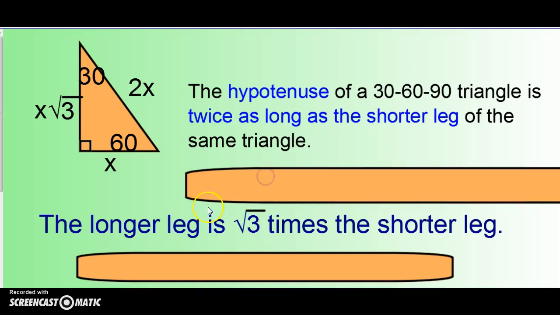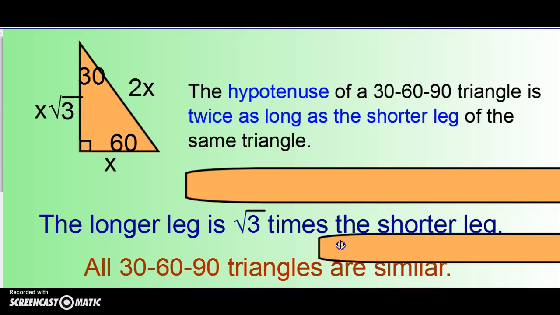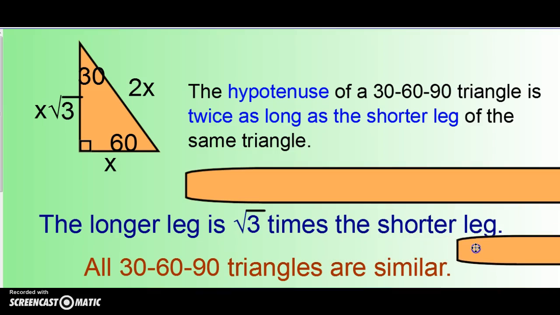The longer leg is always the square root of 3 times the shorter leg. And then we would just say any 30, 60, 90 triangle would be similar to any other 30, 60, 90 triangle. So just like the beginning of our video, you could create a ratio, crisscross multiply, and then find that missing length because you would know they were similar to each other.